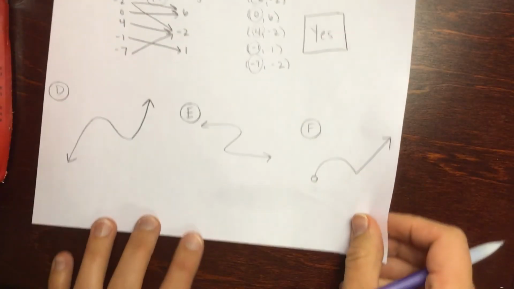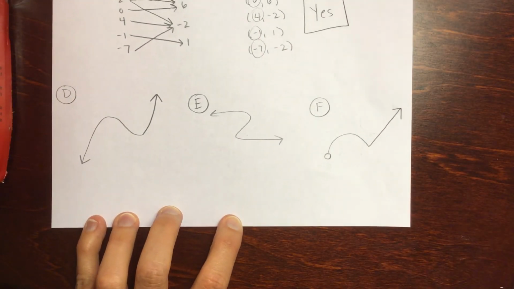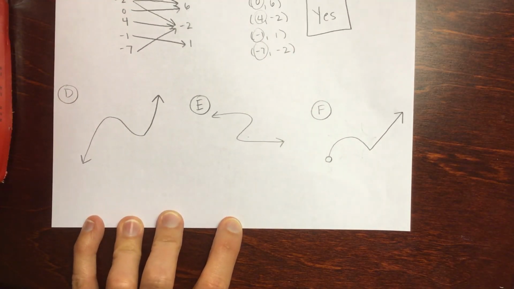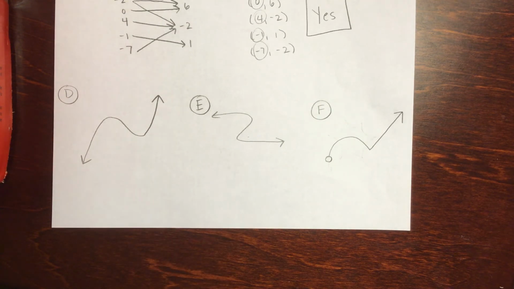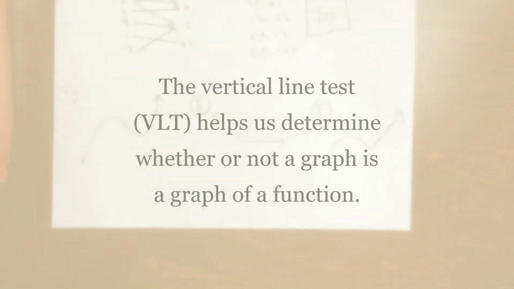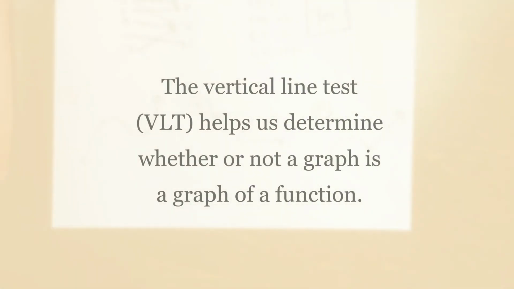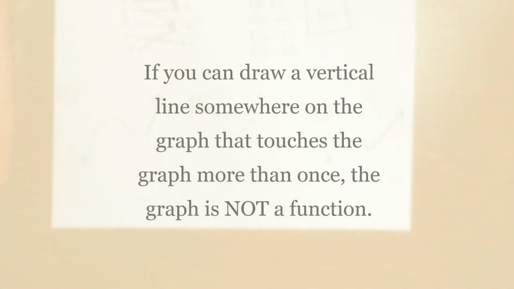Okay, what about if we have graphs? I don't want to have to look at every single little coordinate point here and compare them to see if any x's repeat. That is when the vertical line test comes into play. The vertical line test helps us determine whether or not a graph is a graph of a function. If you can draw a vertical line somewhere on the graph and the line touches the graph more than once, it is not a function.